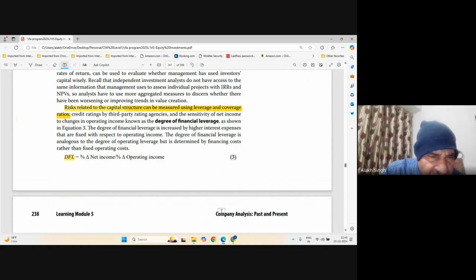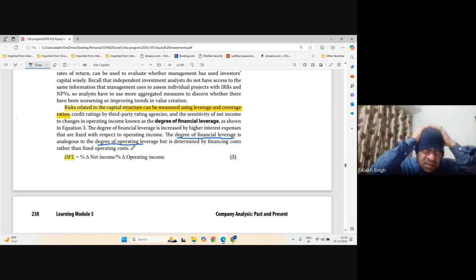So what we have is this kind of information: delta percentage change in net income divided by delta percentage change in operating income. So net income by operating income percentage change gives us degree of financial leverage. This is actually a new definition which was not there in financial statement analysis. It is analogous to degree of operating leverage, but is determined by financing cost rather than fixed operating cost.